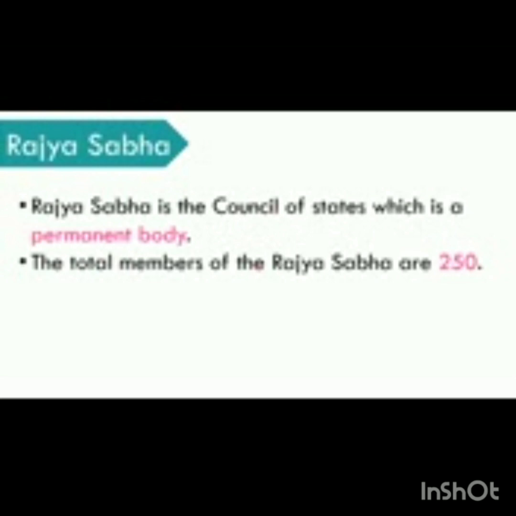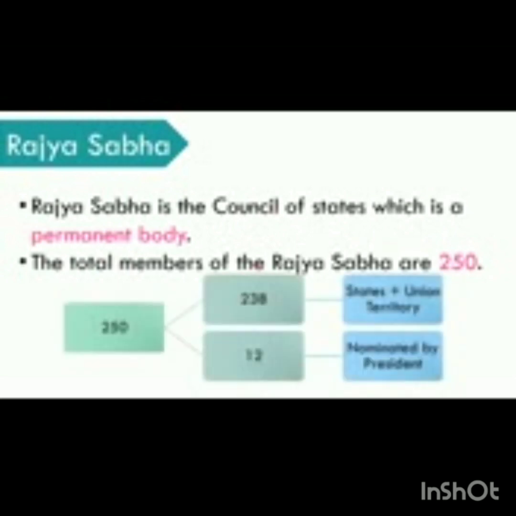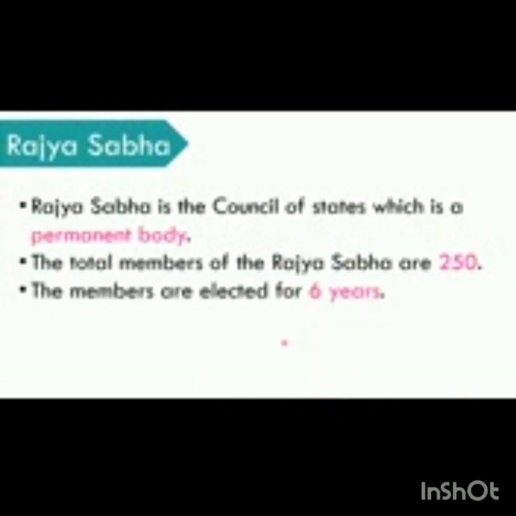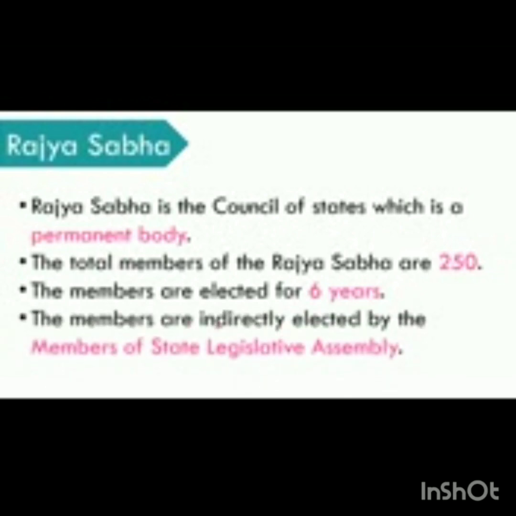The maximum strength of Rajya Sabha is 250 members, out of which 238 members represent state and union territory and 12 members are nominated by the President from the field of literature, science, commerce, arts, social service, etc. The members of Rajya Sabha are elected for a period of 6 years. However, 1/3 of its members retire every 2 years. The members of Rajya Sabha are elected by the members of State Legislative Assembly as per proportional representation system by single transferable vote.